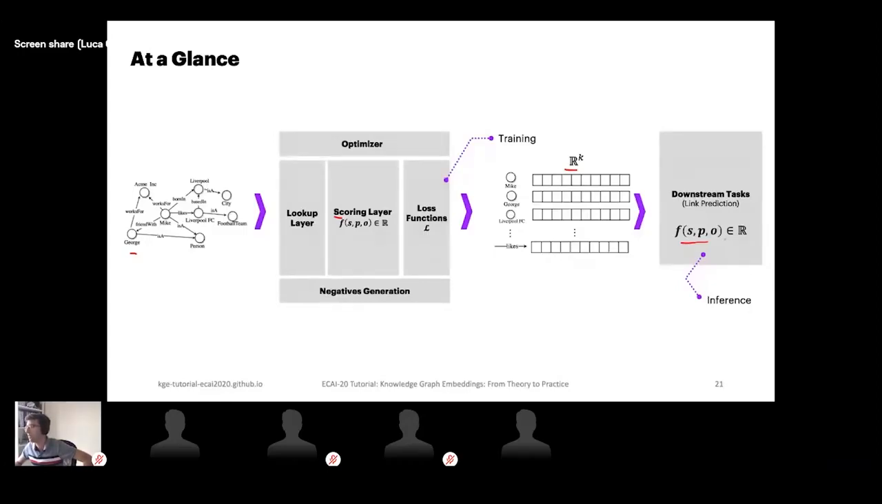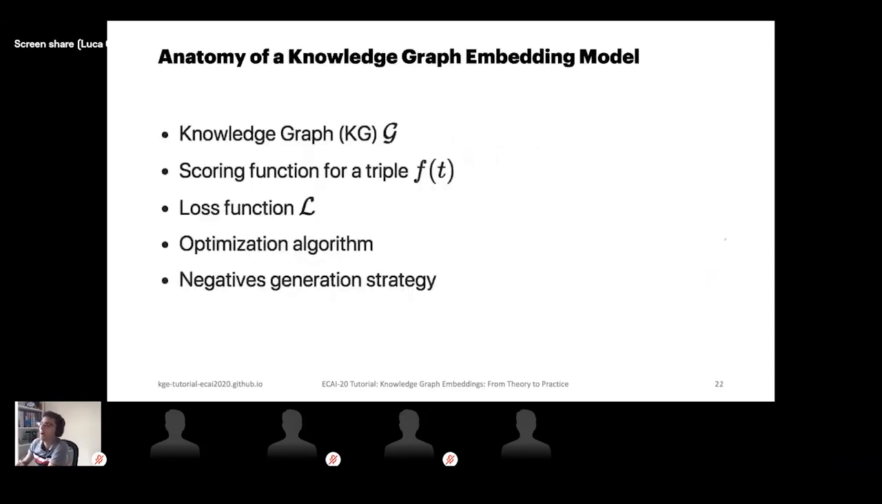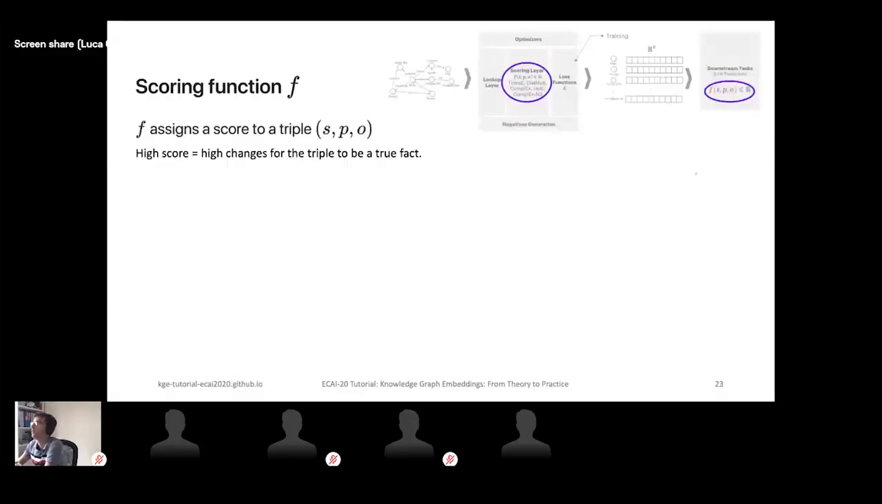Now, having said that, this is the bird's eye view of how knowledge graph embedding works. We will now dissect the architecture, and we will describe every component one by one, starting with the scoring function, the so-called scoring layer. Now, the scoring function, I said before, is at the heart of a knowledge graph embedding model. It's a differentiable equation that assigns a score to a triple, SPO, subject, predicate, object. This is a fact. For example, George works for ACME. George is the subject, works for is the predicate, and ACME is the object.